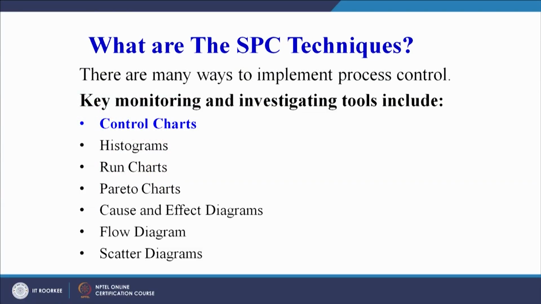There are many ways to implement the process control. Now we can see the key monitoring and investigating tools include control charts, histograms, run charts, Pareto charts, cause and effect diagrams, flow diagrams, scatter diagrams. We cannot discuss each one of these, but one important point that we can use here is the concept of control charts, which is widely used in industry. We can use the histograms, the Pareto charts, and cause and effect diagrams in order to exercise control over our process.